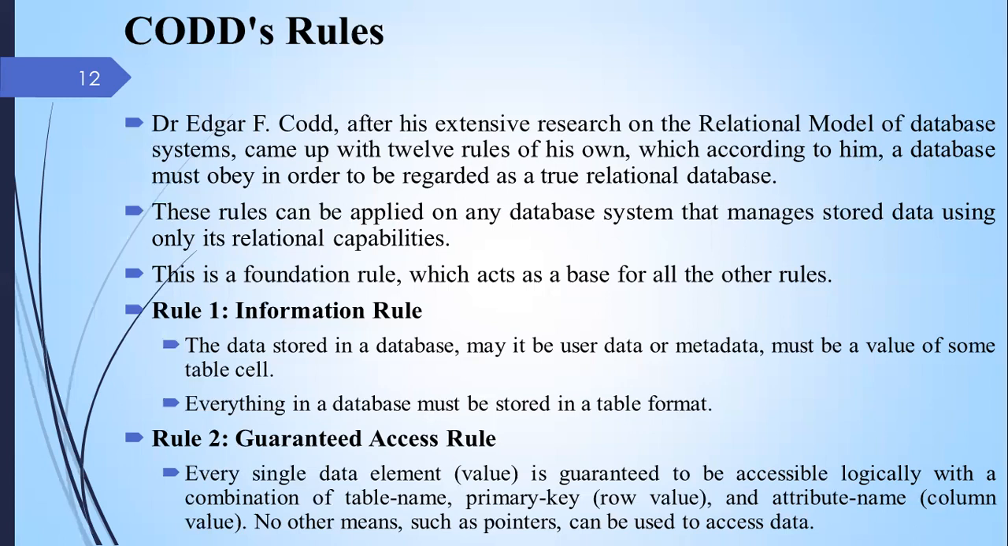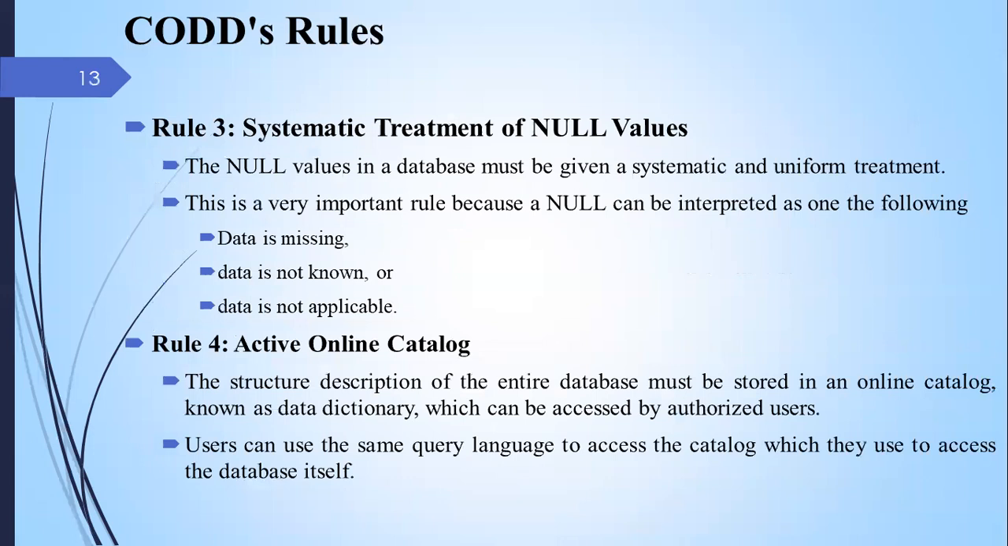Second rule, guaranteed access rule. This rule suggests that every single data element is guaranteed to be accessed logically with a combination of table name, its row key and its attribute. It means we can access data logically with respect to the table name, its row key, or its attribute. It is called the guaranteed access rule.